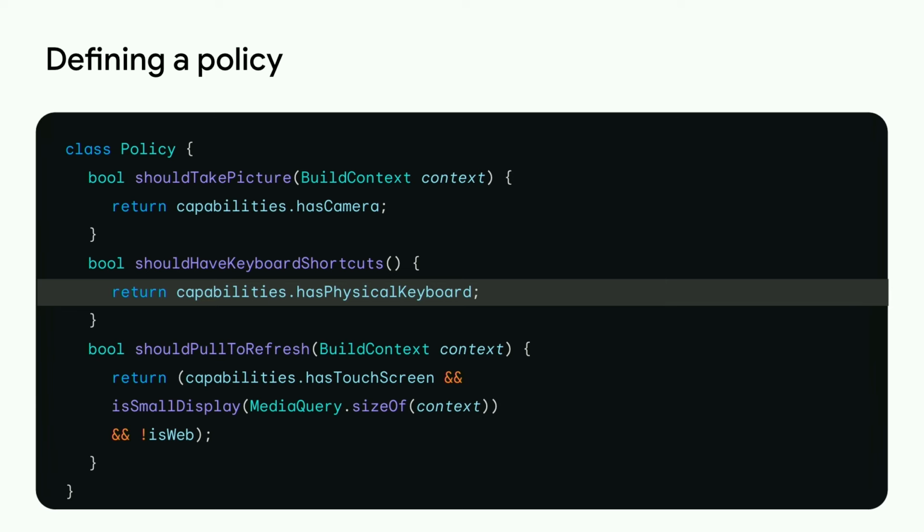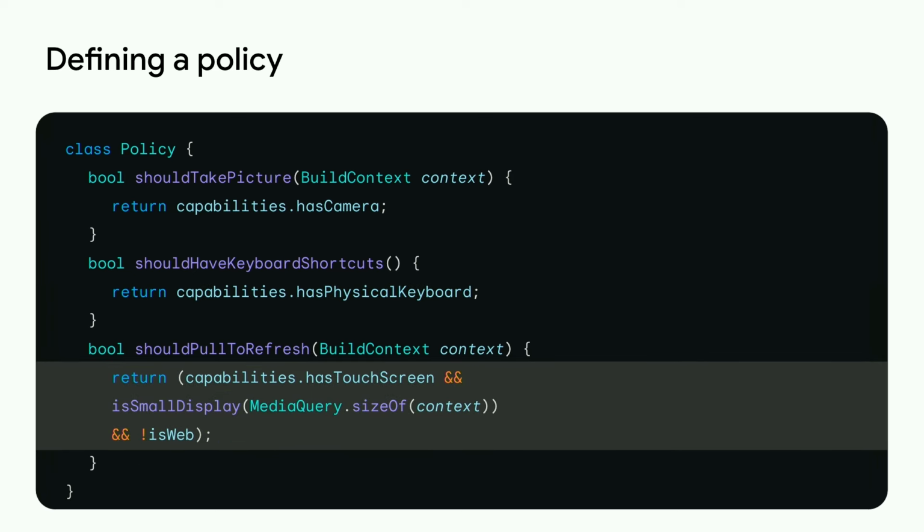Keep in mind, just because a device can do something doesn't mean that it should, especially if it's an anti-pattern for that particular platform. Something like pull to refresh doesn't really feel right on your web browser. So in that case, you can stack device capabilities for more complex configurations. So for example, support pull to refresh only if the device has a touchscreen, a small display, and is not web. Defining this kind of a device policy makes our UI code more readable and understandable, but it also makes developers' lives easier when it comes to mocking device configurations for testing as well.